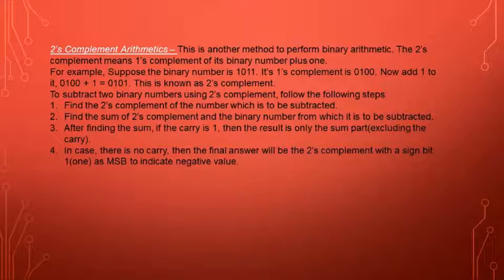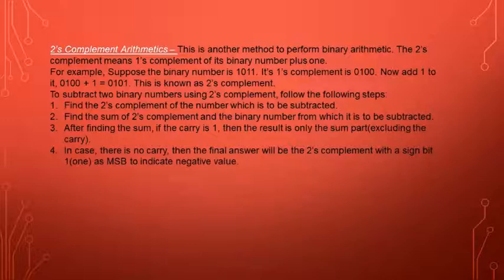To subtract two binary numbers using twos complement, we have to follow the following steps. First of all, find the twos complement of the number which is to be subtracted. Then find the sum of the twos complement and the binary number from which it is to be subtracted. After finding the sum, if the carry is 1, then the result is only the sum part, excluding the carry. In case there is no carry, then the final answer will be the twos complement with a sign bit 1 as the most significant bit to indicate a negative value.